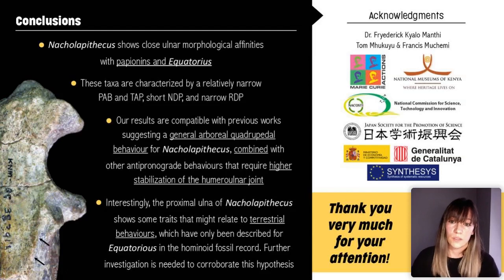And finally, our results might suggest the presence of some terrestrial or semi-terrestrial habits in Nacholapithecus, a type of locomotion only described actually for Equatorius before. But nonetheless, some of the traits related to terrestriality are still controversial, and the results on the ulna need to be integrated in a wider context, considering all the current evidence that we have so far for this taxon.